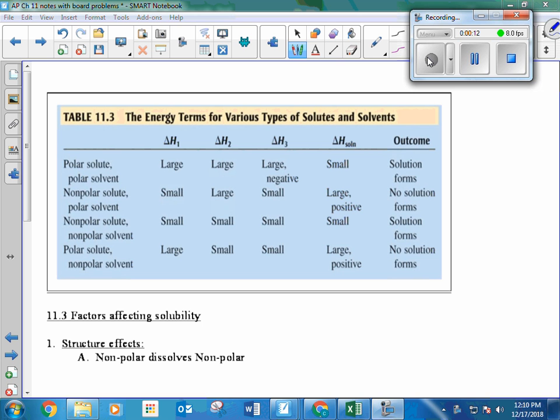So it says table 11.3 is the energy terms for various types of solutes and solvents. Now we've discussed some in class and some in the last podcast, and we've been talking about polar and nonpolar. So this is a really good summary of that.